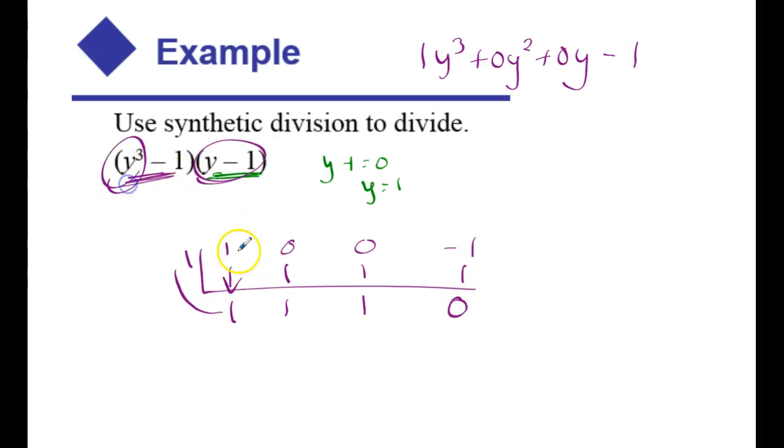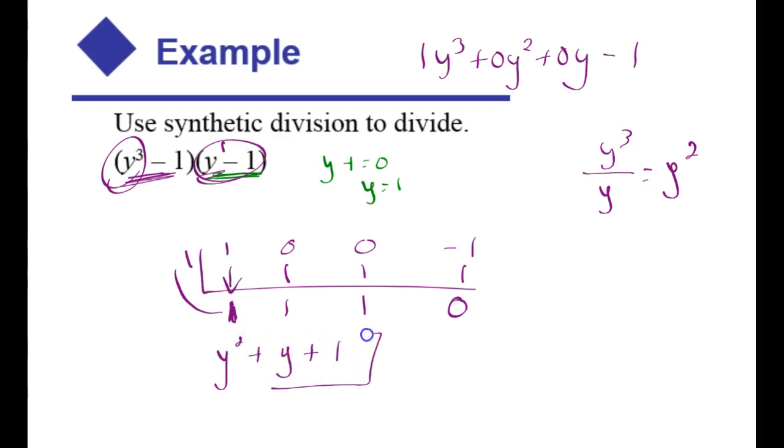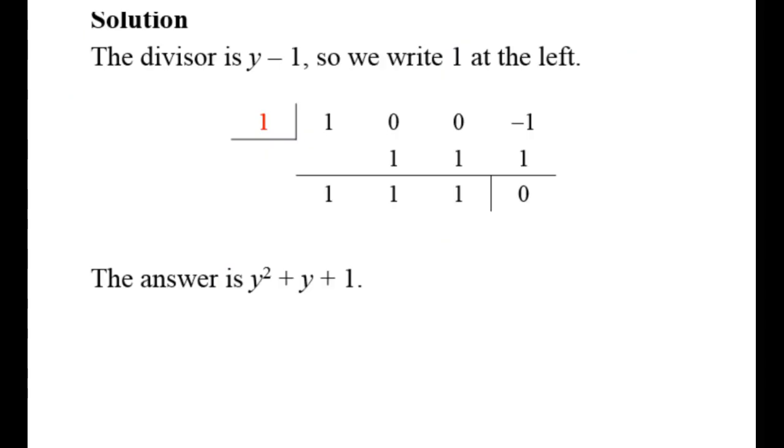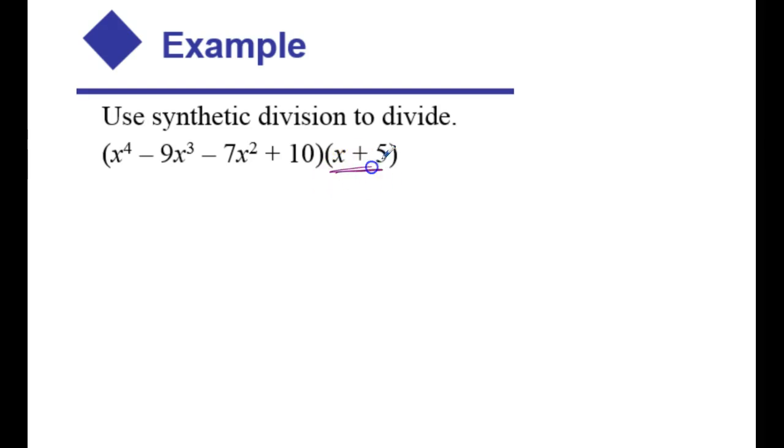If this was a y cubed, I just drop it by 1. Because y cubed divided by y is y squared. So I know this first term has to be a y squared term plus y plus 1. And again, it came out evenly because my remainder was 0. Here's how the author worked it and their solution. Let's try a little bit harder one.